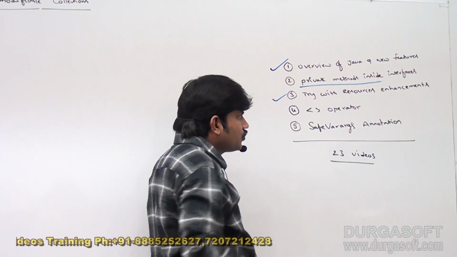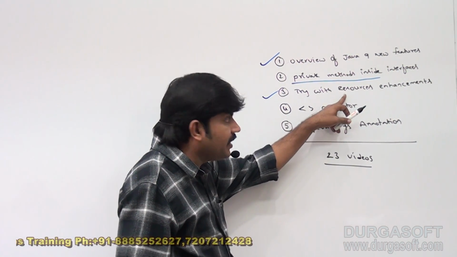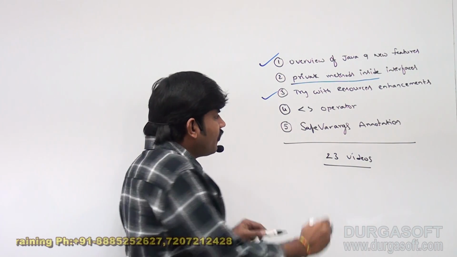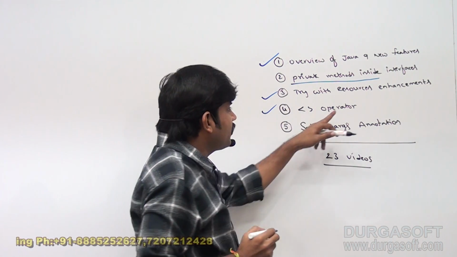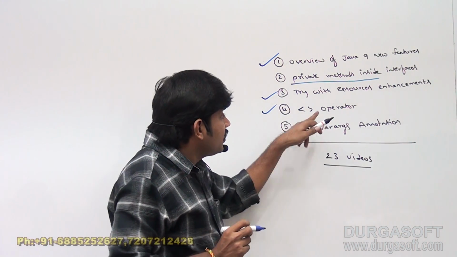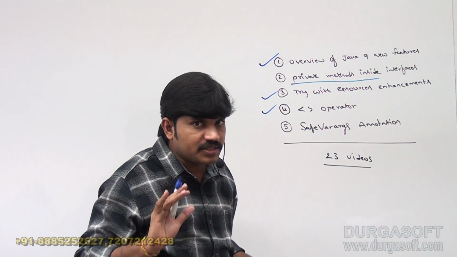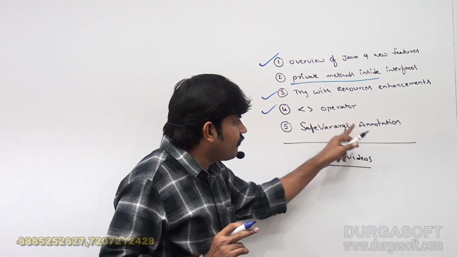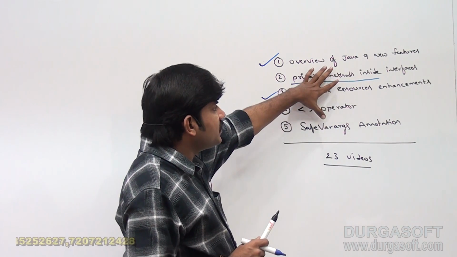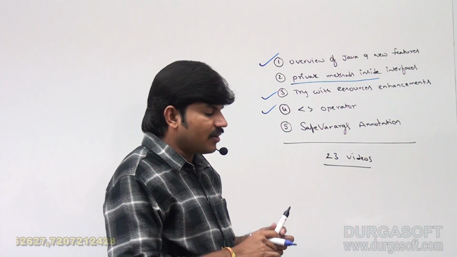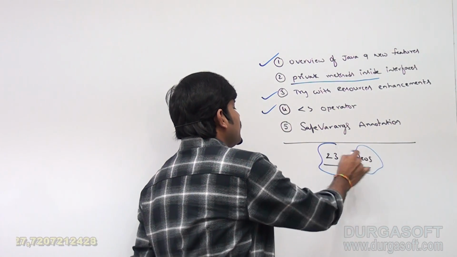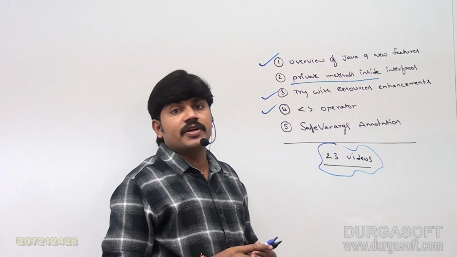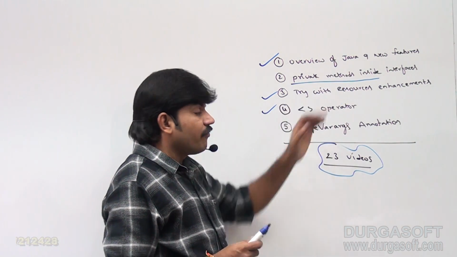Next, try with resource enhancements in 1.9. What enhancements came, we covered. Diamond operator which came in the 1.7 version, and what enhancements are there in the 1.9 version, and then SafeVarargs Annotation. These 5 topics we covered already. I hope you enjoyed these 23 videos. Up to this we covered 23 videos related to these 5 topics.